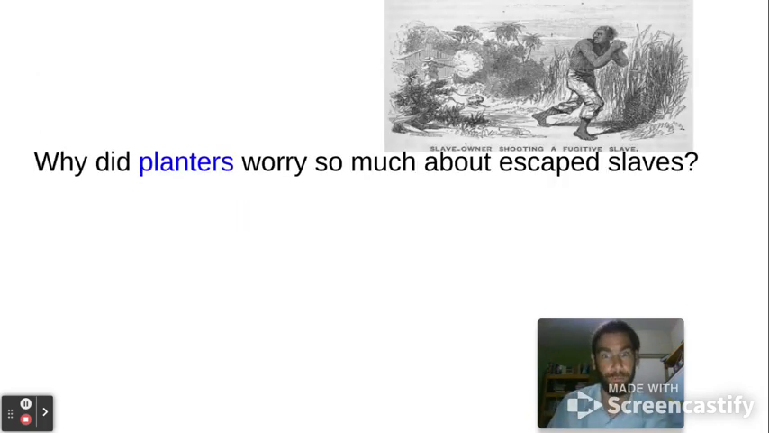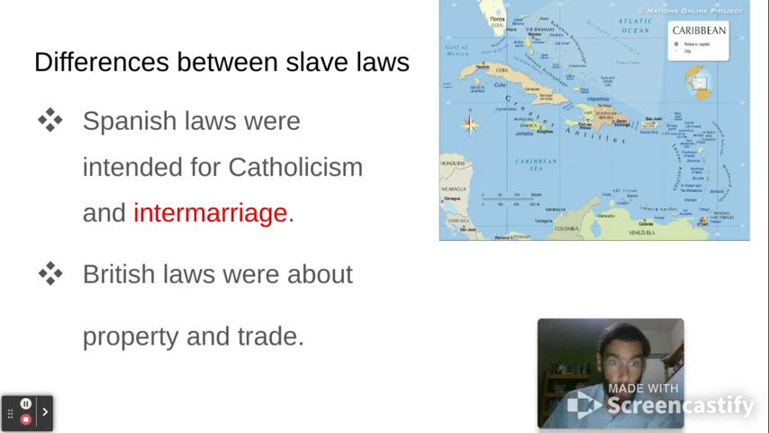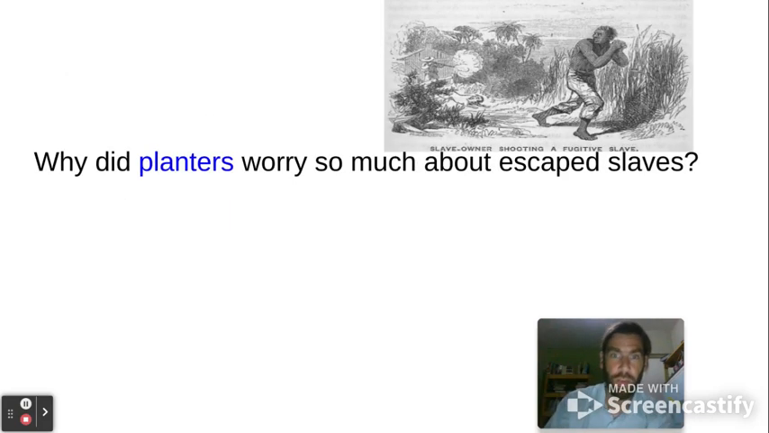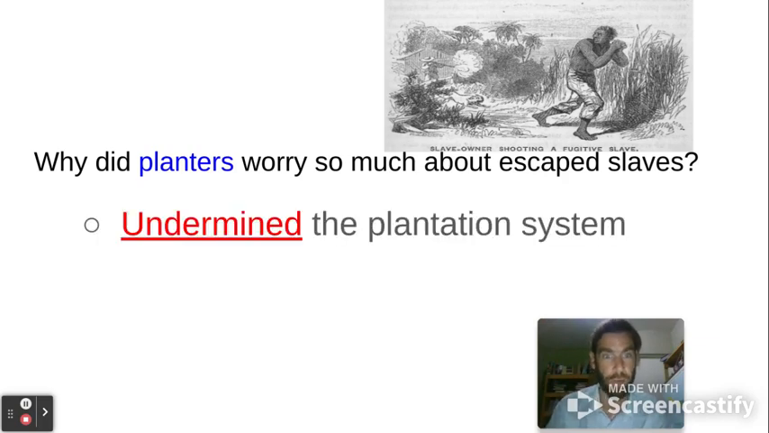Very important. Okay. If we look at the slave laws, it's important to ask the following question. Why did planters worry so much about escaped slaves? Because in the slave laws, there's written a lot about how to deal with slaves that escape from the plantations. And why did planters worry so much about this? There are multiple reasons for this.